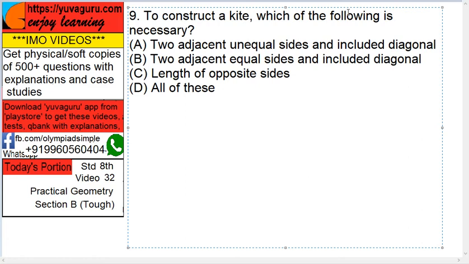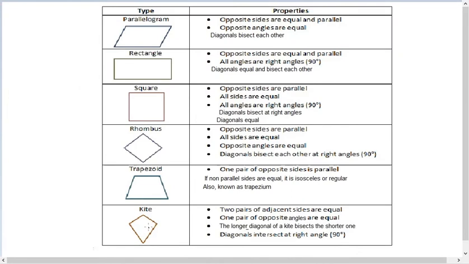To construct a kite, which of the following is necessary? See here, firstly, what is a kite? Say this slide. This is a kite. In a kite, what is the peculiarity of a kite? Two pairs of adjacent sides are congruent.